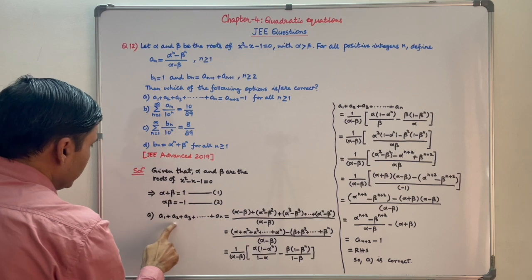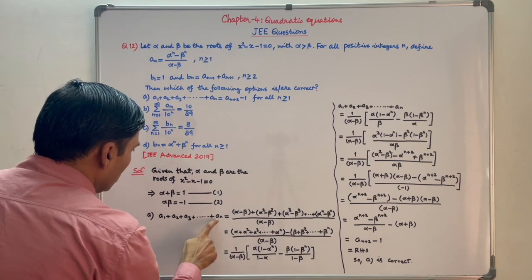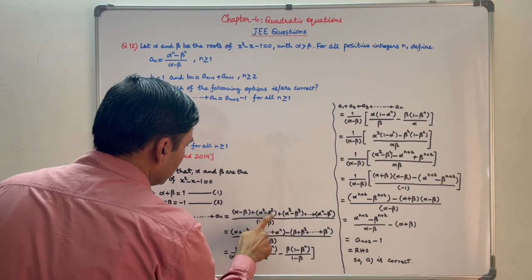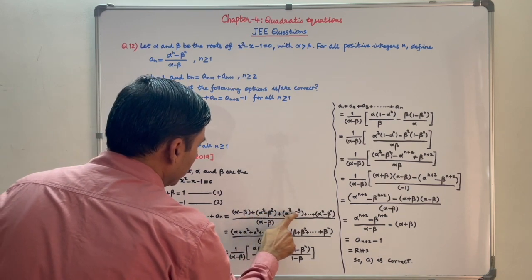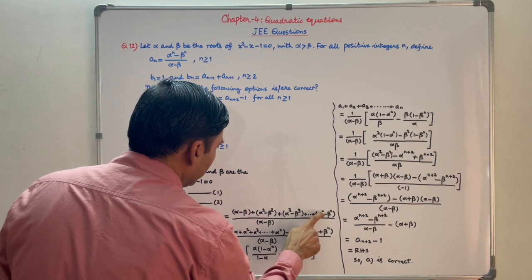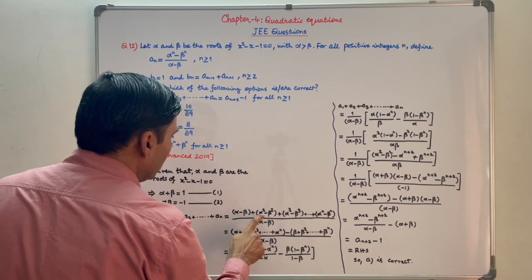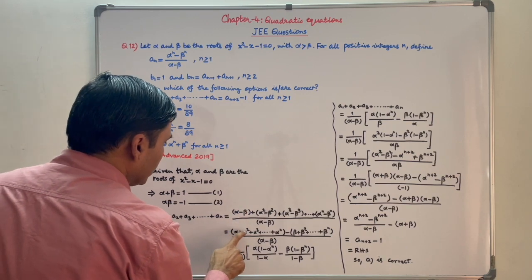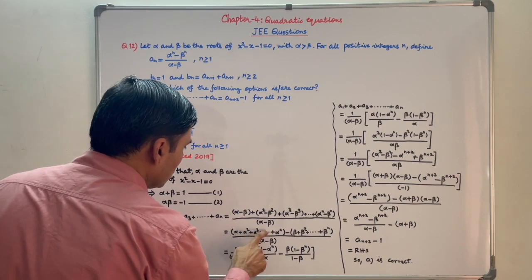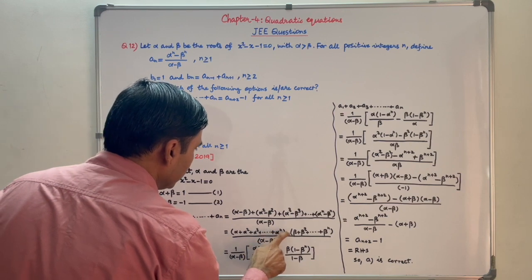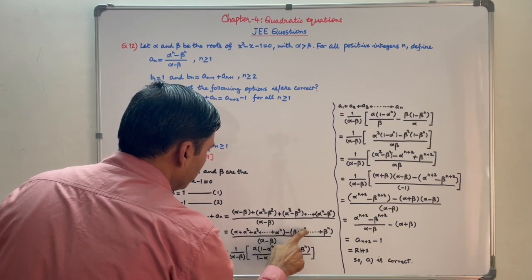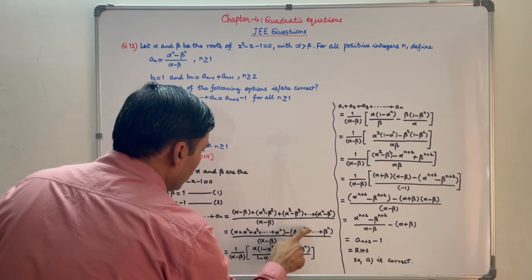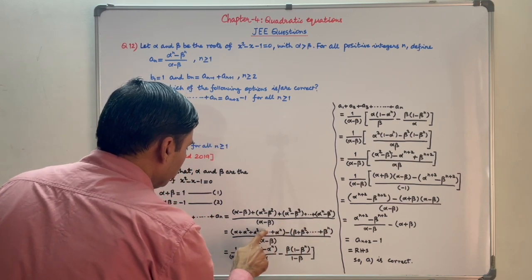So A1 plus A2 plus A3 plus and so on up to An is equal to alpha minus beta plus alpha square minus beta square plus alpha cube minus beta cube plus and so on up to alpha to power n minus beta to power n upon alpha minus beta. Now numerator can be written as alpha plus alpha square plus alpha cube plus and so on up to alpha to power n minus beta plus beta square plus beta cube plus and so on up to beta to power n. Now these are two GPs with n terms.